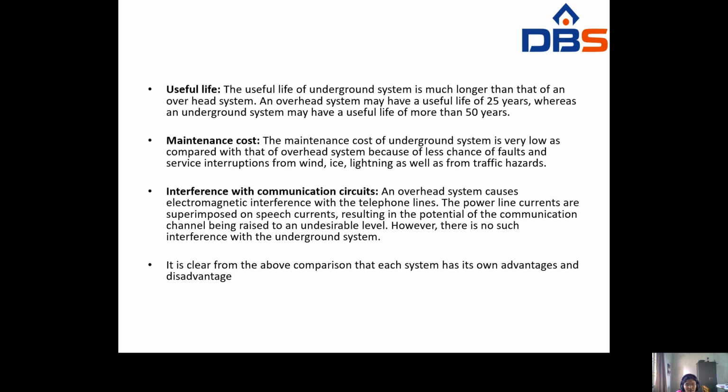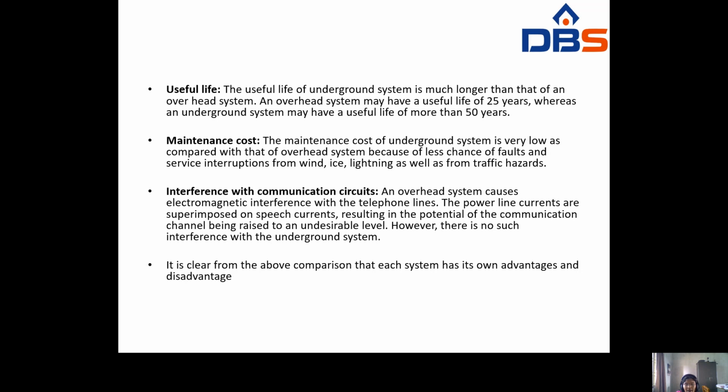Next one is what? Interference with communication circuits. See here, an overhead system causes electromagnetic interference with the telephone lines. The power line currents are superimposed on speech currents, resulting in the potential of the communication channel being raised to an unreachable level.